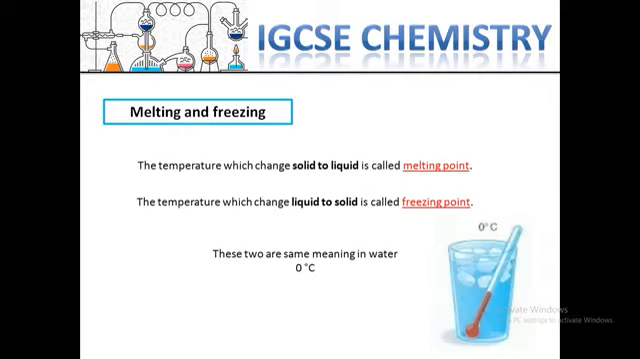Freezing point is also related to temperature. It is the temperature at which a liquid changes to solid, the reverse. Freezing point is the opposite of the melting point. Maybe it's different for other chemicals, but for water it's the same. The melting point and freezing point both happen at 0 Celsius.